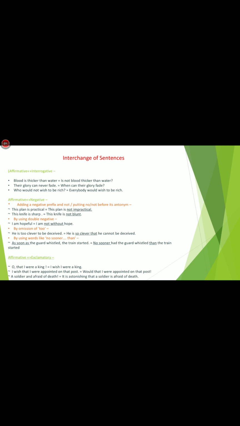The knife is sharp, this knife is not blunt. That is, we have used the opposite of sharp over here, blunt, and before that we have used the not. By using double negative: I am hopeful, I am not without hope. So not and without are both negative words. So we have used a double negative, which will make it into a positive sentence.